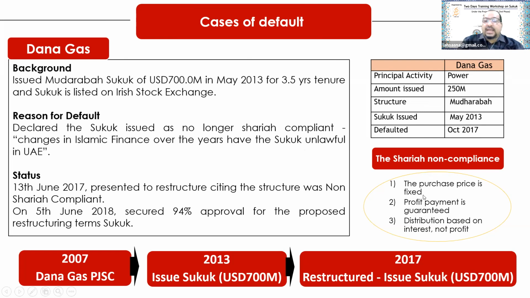Why? Because it's Mudaraba, so the purchase price should not be fixed, otherwise you compromise. Profit payment should not be guaranteed because it's Mudaraba. And basically, profit should be based on the performance of the underlying, it should not be fixed. As a result, it will be treated as interest, meaning that if the purchase price is fixed and the payments are guaranteed, the treatment of the return looks like interest.